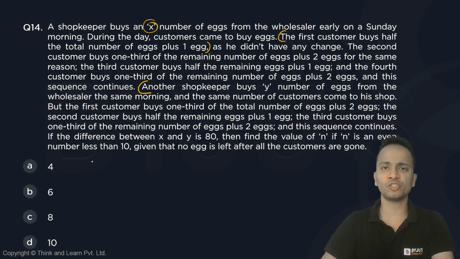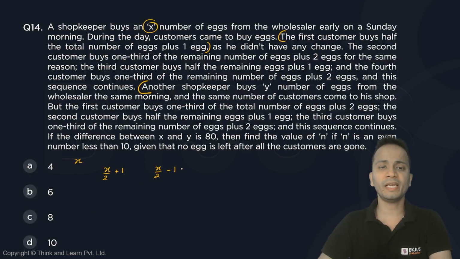Let us spend a few seconds on this. So the first customer buys half the number of eggs plus one egg. If originally there are X eggs, the first customer has bought half the number of eggs plus one egg. So the number of eggs remaining will be X by 2 minus 1. Let's say after this step, this number of remaining eggs is equal to any other random variable, let's say A.